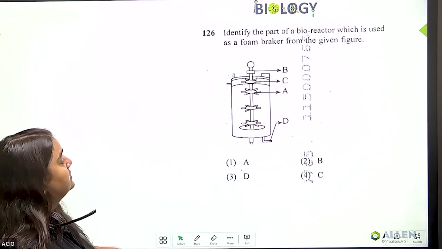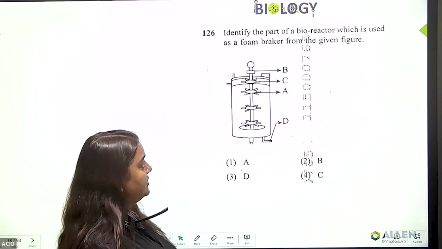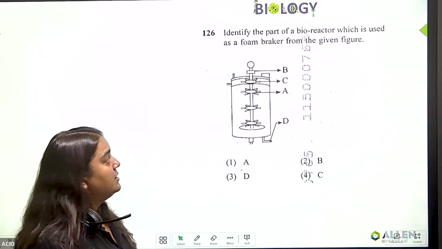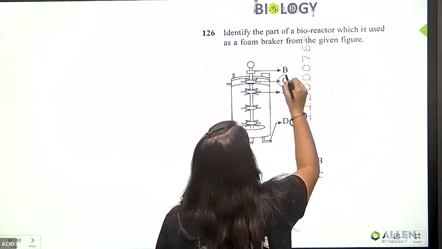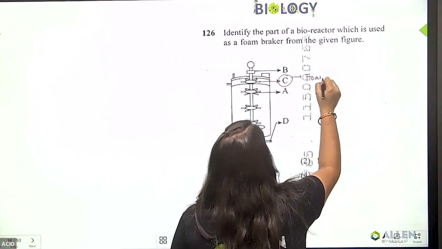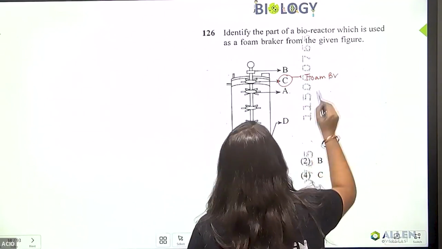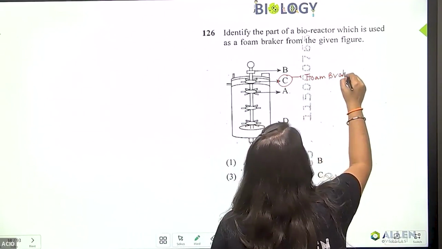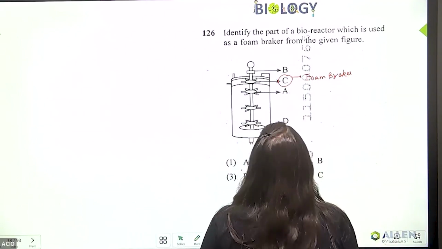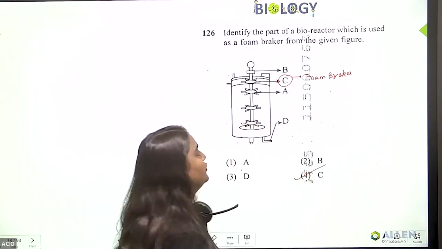Okay, next. Identify the part of the bioreactor which is used as a foam breaker from the given figure. It is C. C is called as what? Foam breaker. Direct diagram of NCERT. So C, the fourth option.